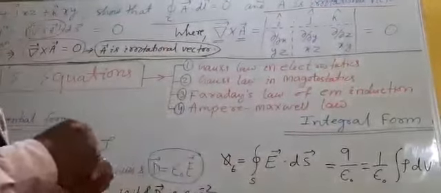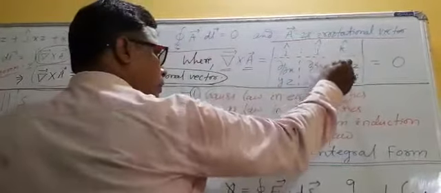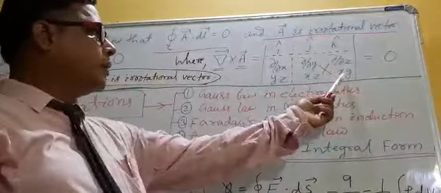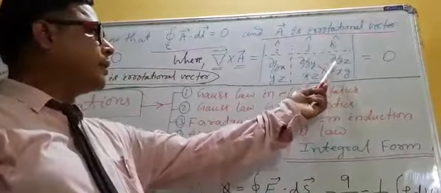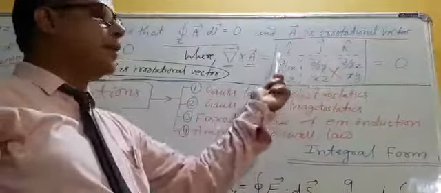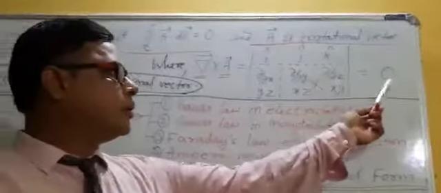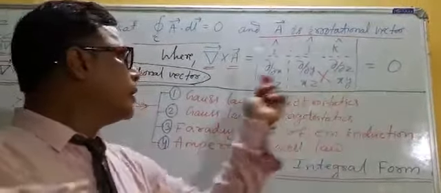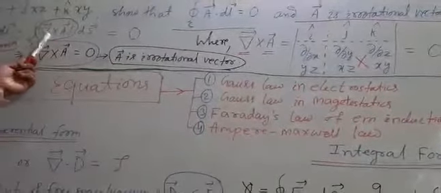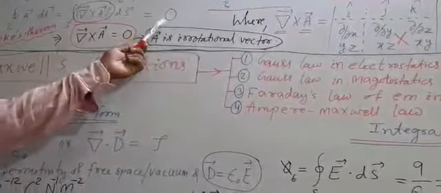When you take the determinant, first if I take i cap and take the derivative, here it is x, here minus x, so 0. In all three components you get 0 value. So 0 plus 0 plus 0, the result is 0. If the curl is 0, then the integration is also 0. So it is the proof.